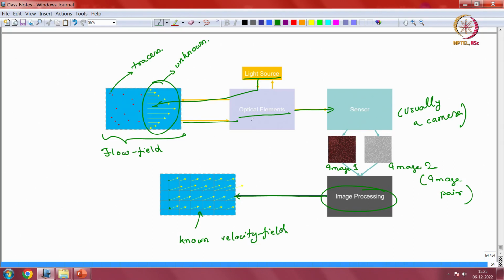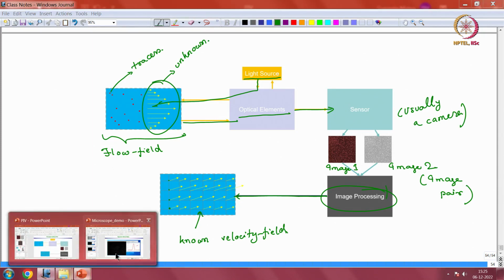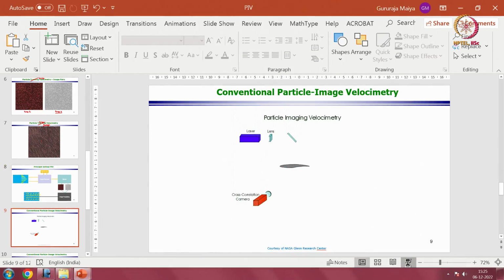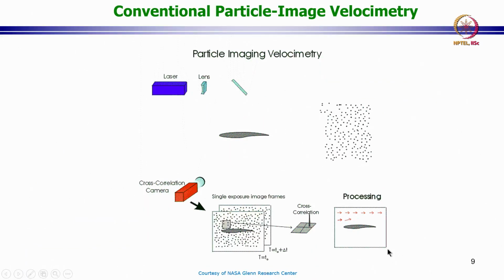Now, what optical elements, what light source, what sensor, what image processing, or what are the parameters of the image processing, these all depend upon the particular circumstance, which is why it is important to understand the basic principles behind PIV in order to appreciate that. So, what I am going to do now is I will show you two examples, okay, of particle image velocimetry.